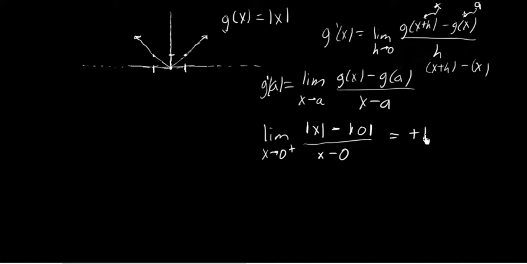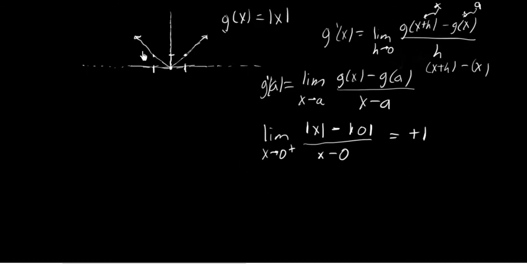Well, this is plus 1, because coming in from the right, this function behaves like y equals x, and y equals x has a fixed slope of positive 1. The limit of this difference quotient, of differences, I should say, is positive 1 coming in from the right.